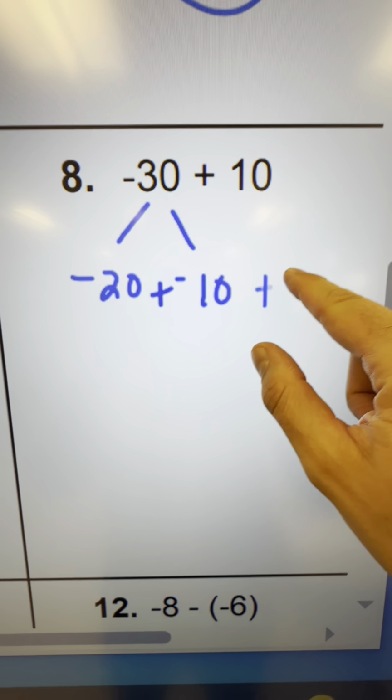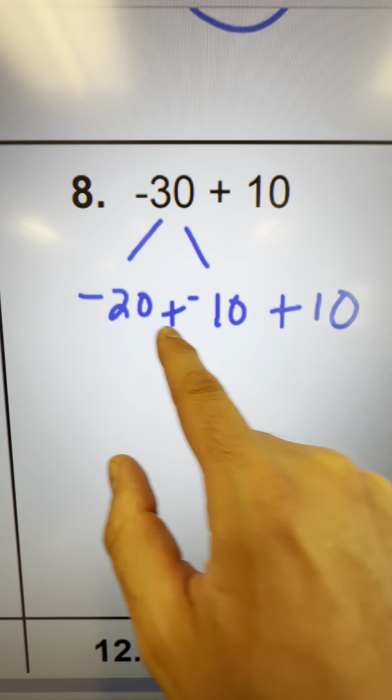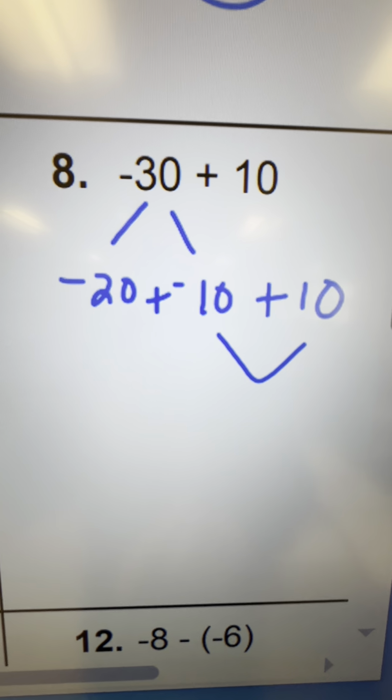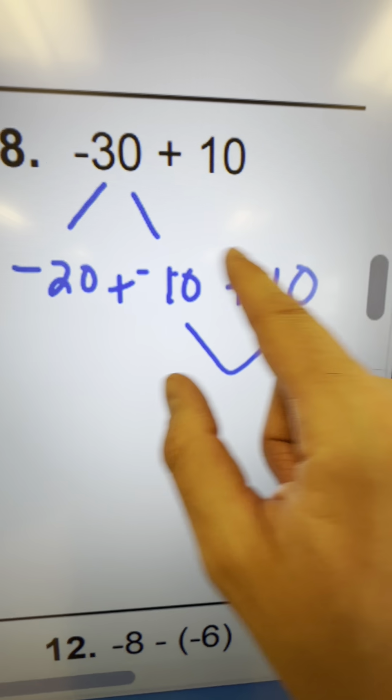Then I'm going to bring down this plus 10. And I can see here that if I were to combine these two here, 10 negatives plus 10 positives, those are 10 zero pairs.